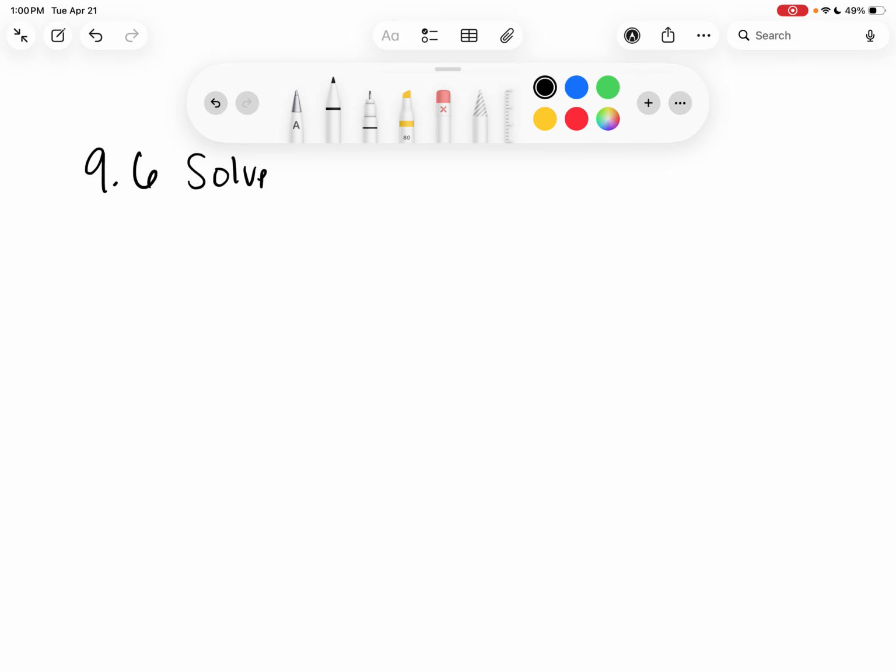9.6, solving right triangles. All right, angle A is an acute angle. Use a calculator to approximate the measure of angle A to the nearest tenth of a degree. So this is just practicing the calculator part of typing these in.